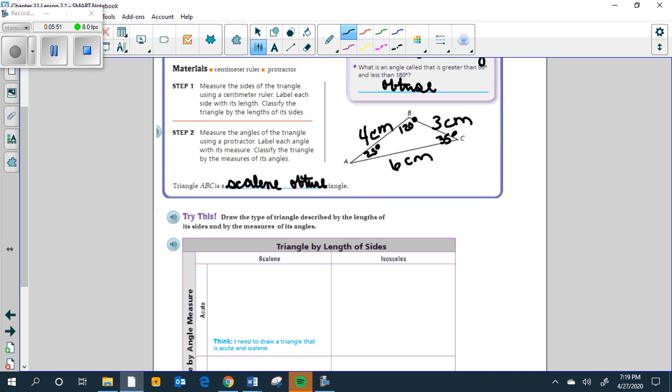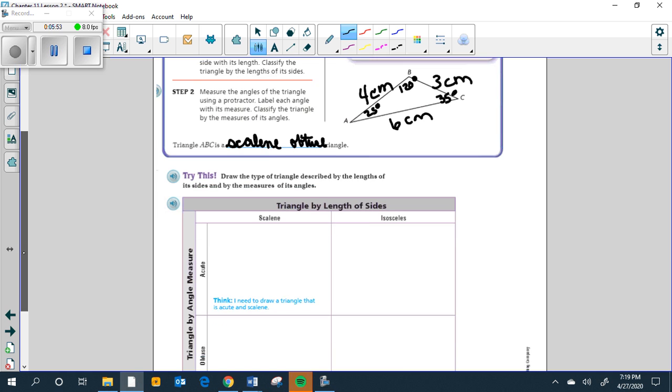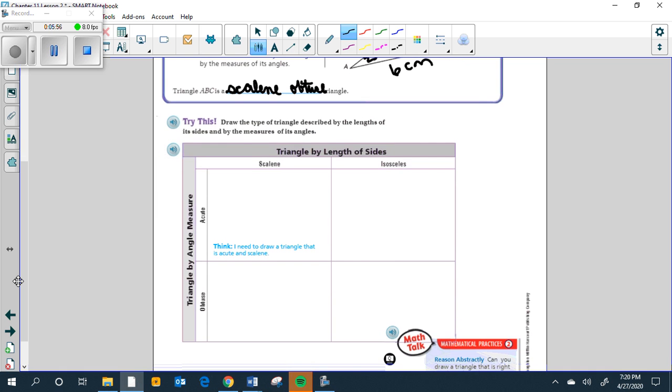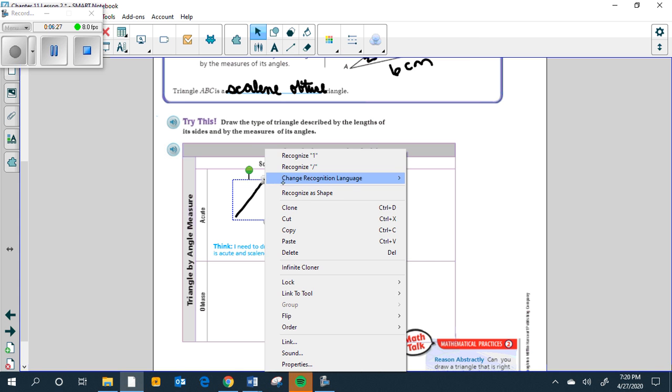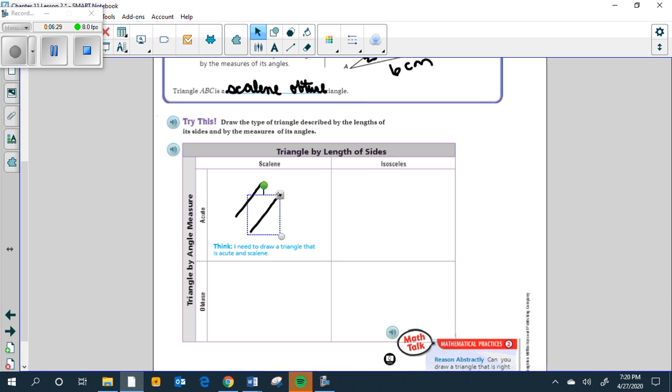So now let's try this. It's going to ask us to draw the type of triangle described by the lengths of its sides and by the measures of its angles. So if I want a scalene triangle, that means that all 3 sides are the same length. And if it is acute, it means that they are all less than 90 degrees. So I'm going to see if I can do it this way, if it will let me duplicate this. Maybe. And turn it.